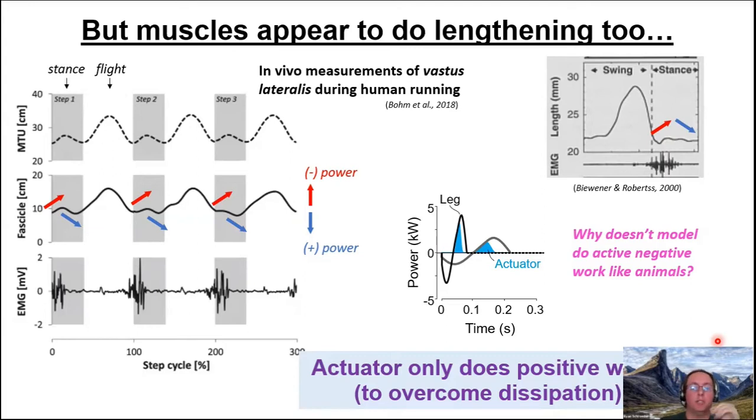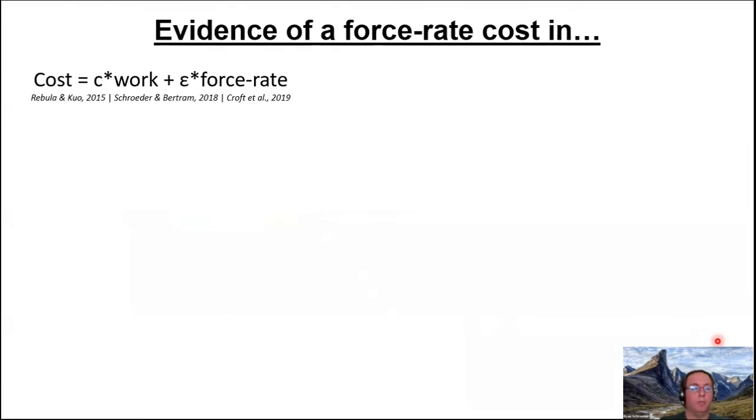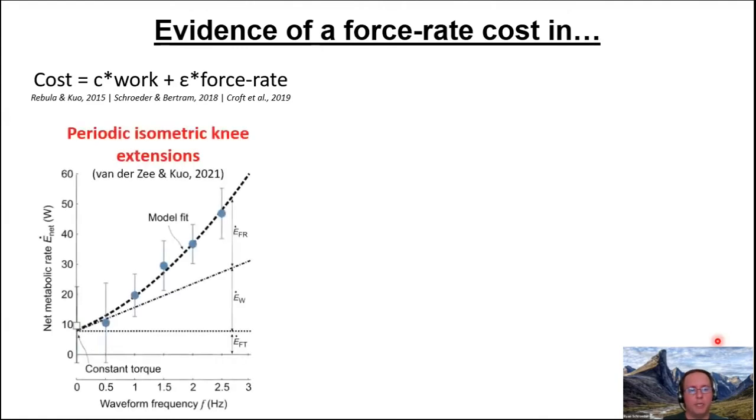So we have to think about different costs. And in fact, I did tell you that we would consider a couple of different costs. So in this version, we have a work cost and a force rate cost. But I should first probably tell you why we believe force rate should have a cost at all. So there's been a lot of great work recently, mostly in the HPL. So this is Tim van der Zee's work with Art Kuo.